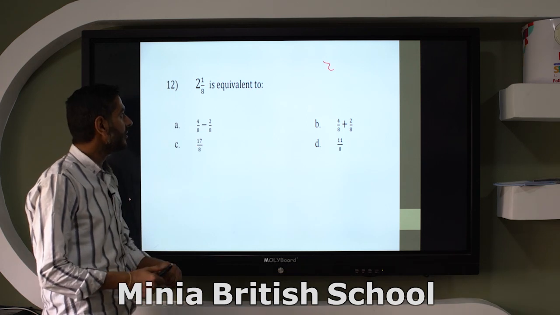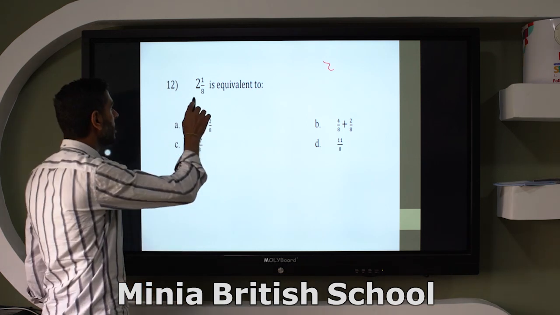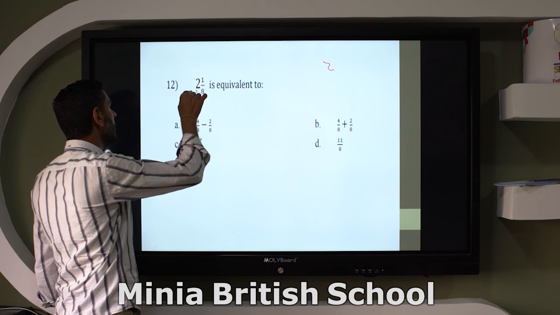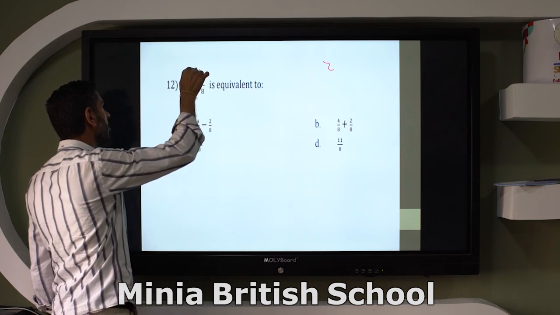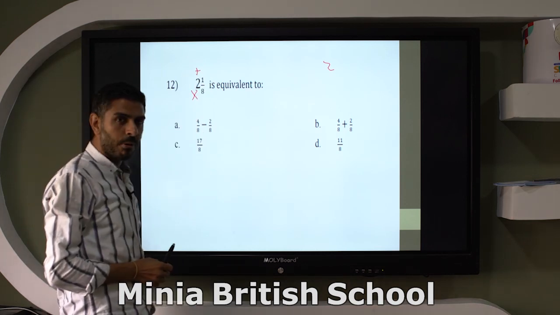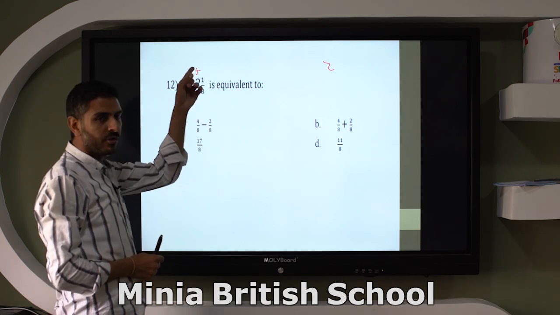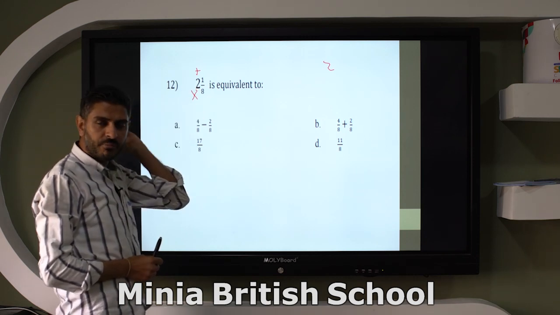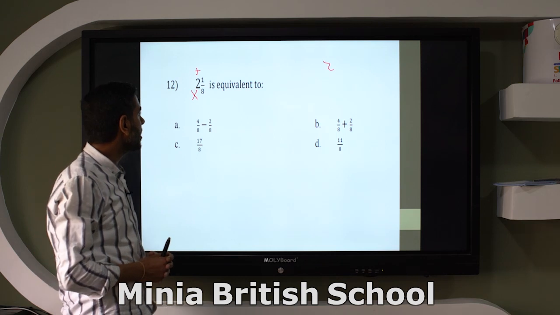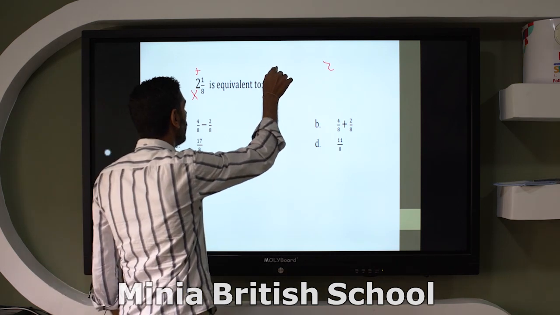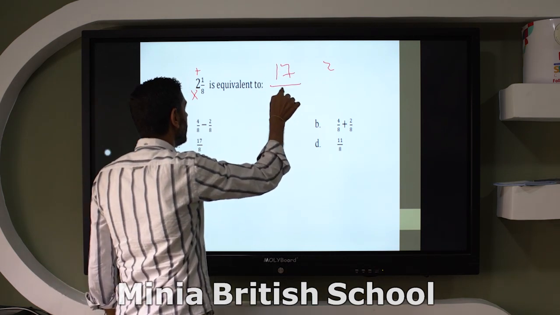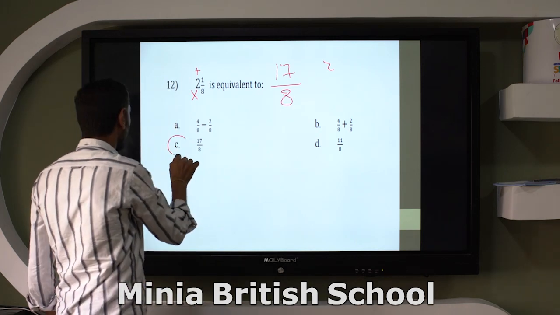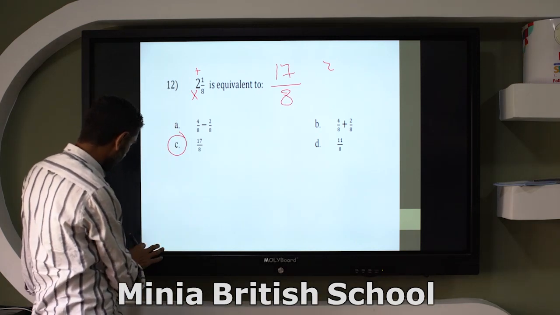And 1 over 8 is equivalent to, it's a mixed number. Convert the mixed number to an improper fraction, multiply and add. 8 times 2 equals 16. 16 plus 1 is 17 over 8. 17 over 8. Next one.